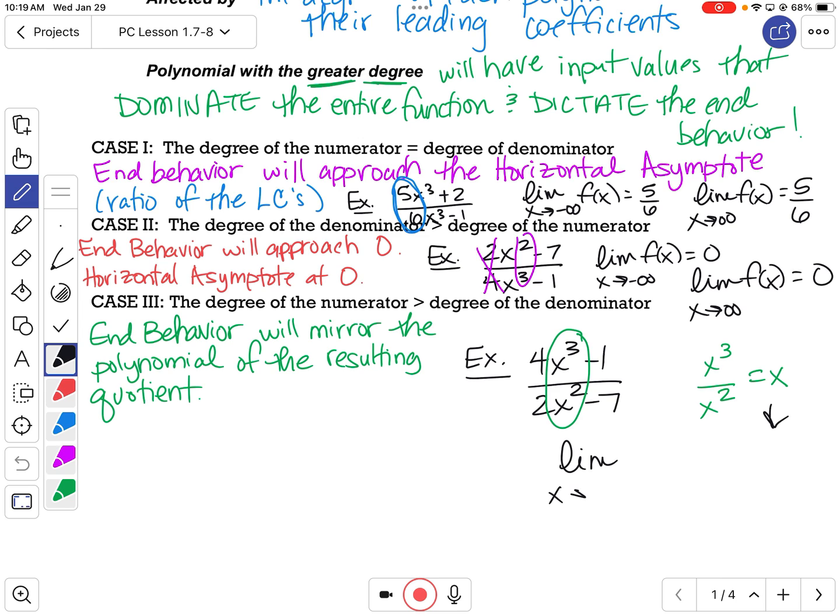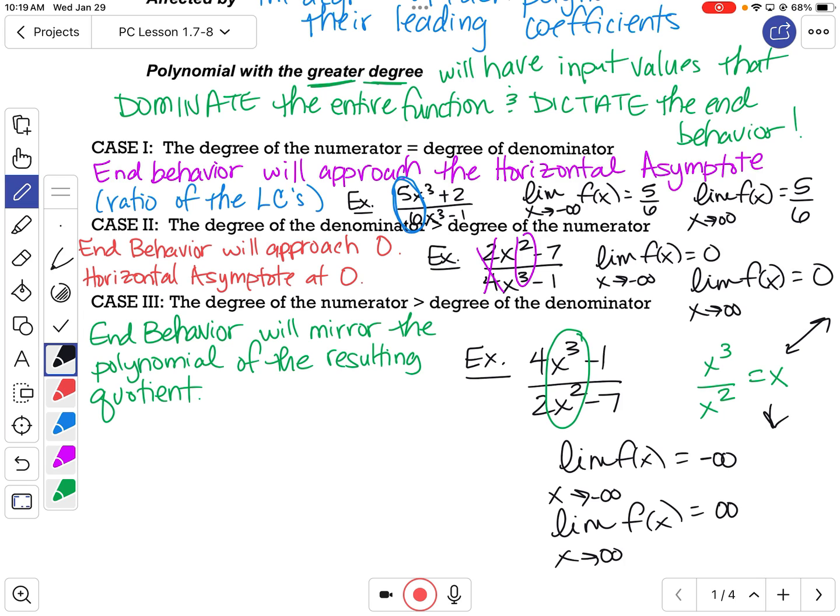Okay, so the limit as x approaches negative infinity and the limit as x approaches positive infinity, okay? What does the line y equals x look like? Right? It's up on the right, down on the left, so it looks like this. So talk about my end behavior. What's it doing on the left-hand side? It's negative infinity because it's going down. And what's it doing on the right-hand side? Positive infinity because it's going up.